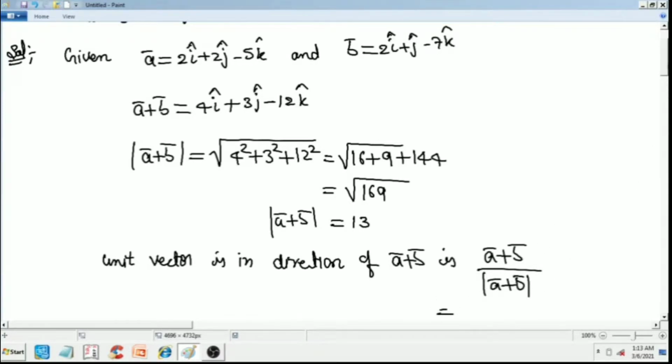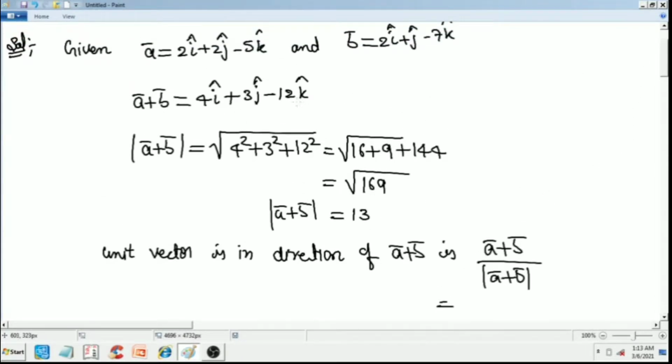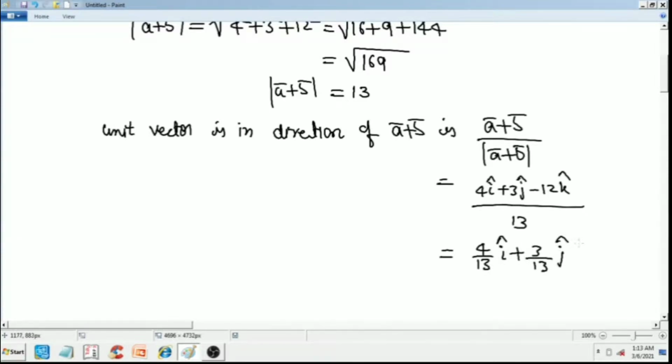From here we can write a bar plus b bar, the result is 4i plus 3j minus 12k bar, divided by the magnitude, which is 13. That's all, this is the answer. Just separate it: 4 by 13 i plus 3 by 13 j minus 12 by 13 k bar. So this is the required unit vector solution.